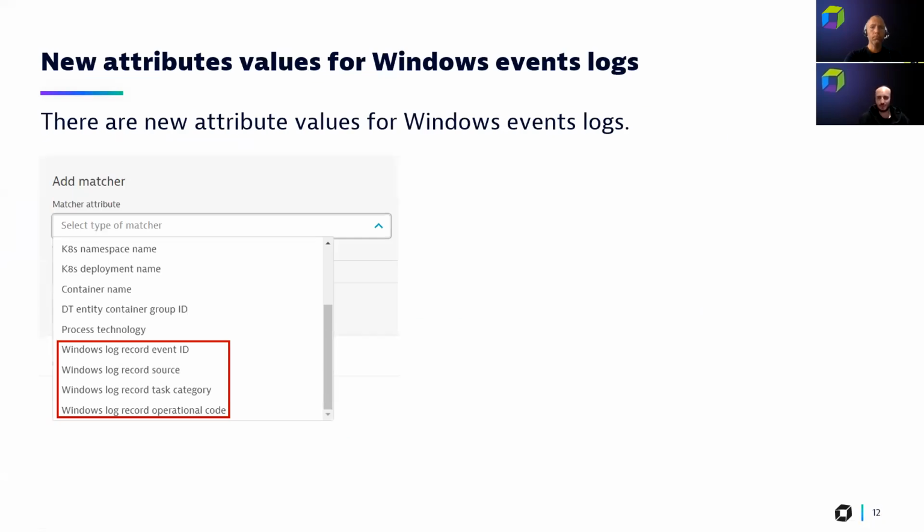So we introduced new attribute values for Windows event logs. And this is just an example of where you can find them. I will also show you from the environment directly how you can use those attributes and add them to ingest logs from your machines. So let's do it quickly.